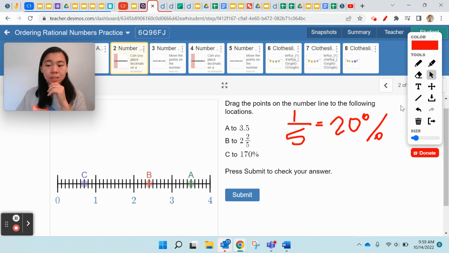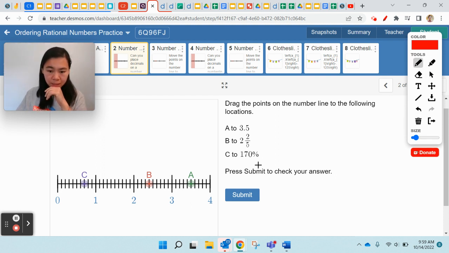All right, C, 170%. So 170%, again, is not the same thing as 170. This is a percentage. So a few things we could do. With a percent, we're going to move the decimal place over to the left 2 jumps, 1, 2. So 170% is the same thing as 1.7. Or you can think 100% is 1 whole, so 170% is 1.7.